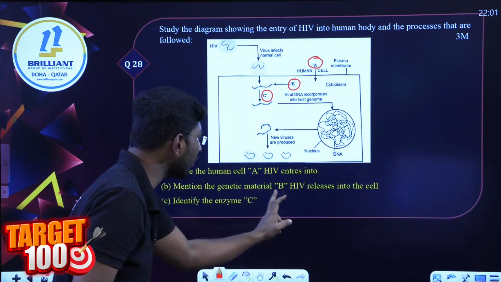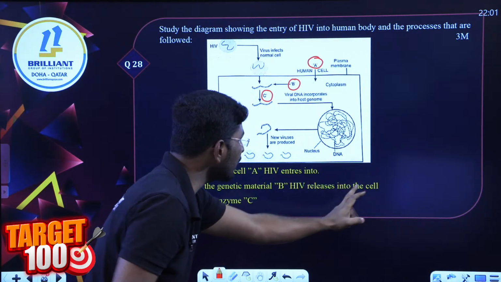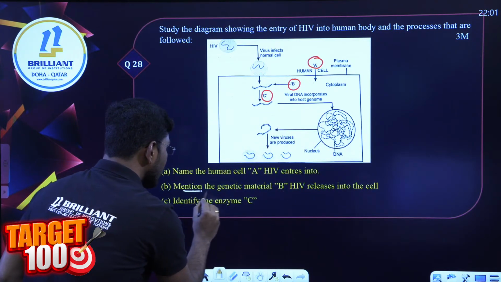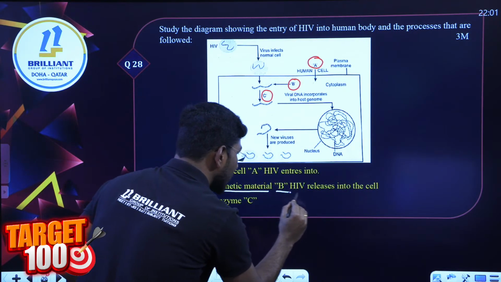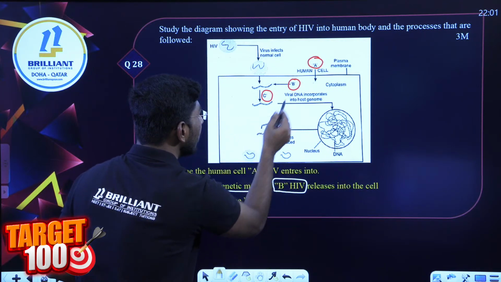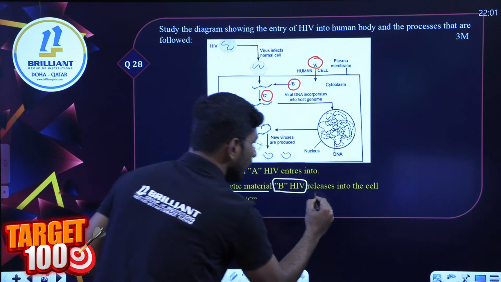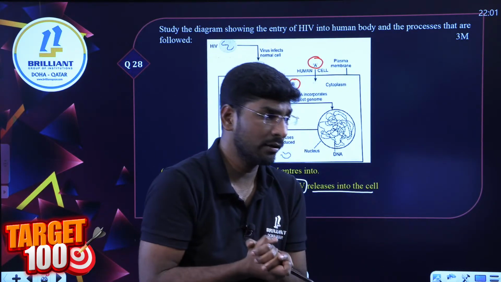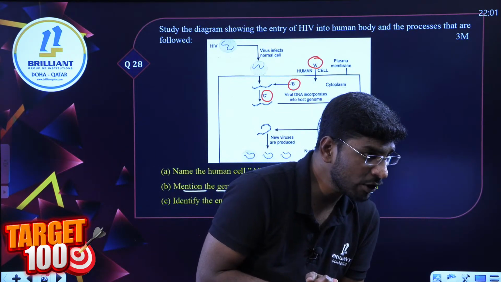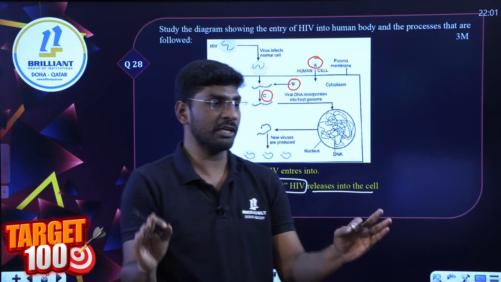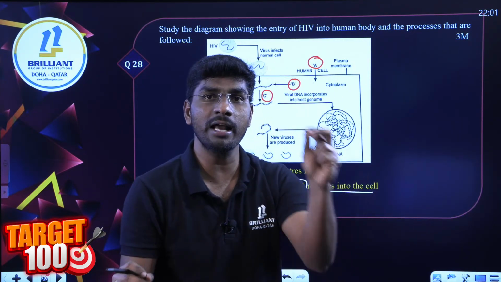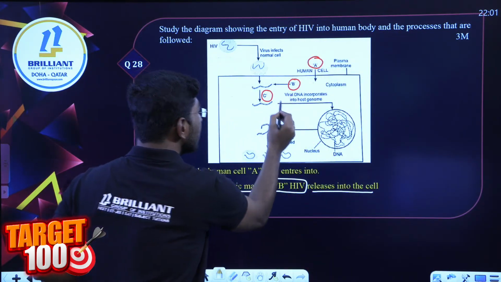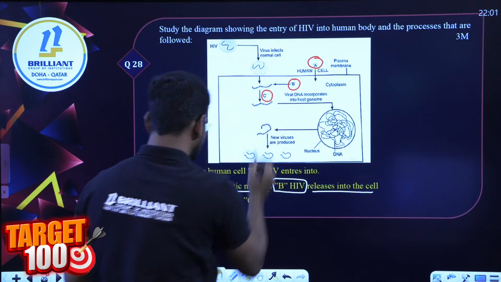Mention the genetic material B that HIV releases into the cell. Read this one more time. What is your answer? Is this DNA or RNA? Absolutely, very good. RNA. RNA converts into DNA. Look here, it is viral DNA in the macrophage. So what is C? Tell me.